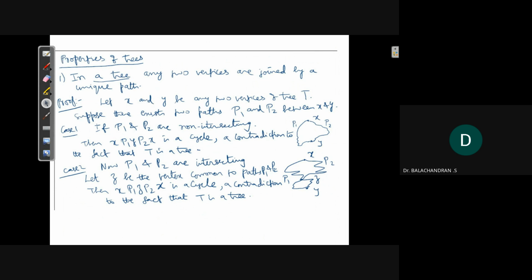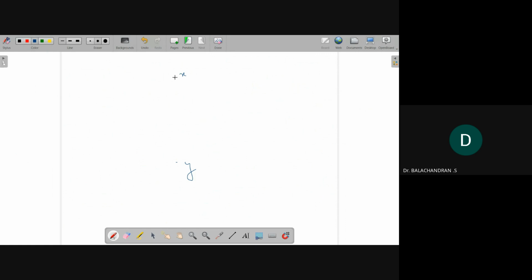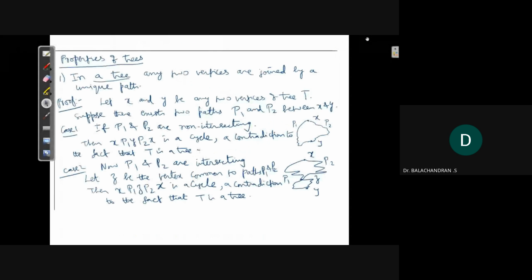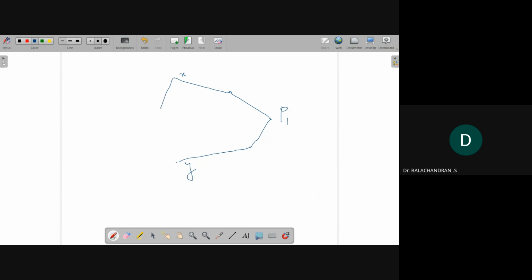This is the first path P1, like this it is going. These are our vertices. This is a path P1 from X to Y. Similarly, suppose there are two paths P1 and P2. So there is another path. This is another path P2, from X to Y.